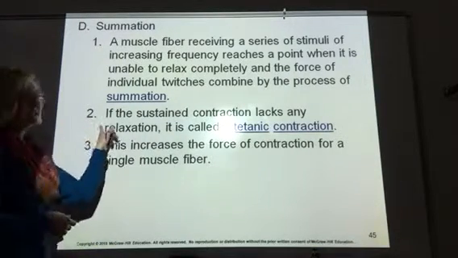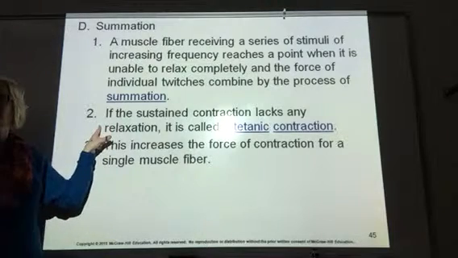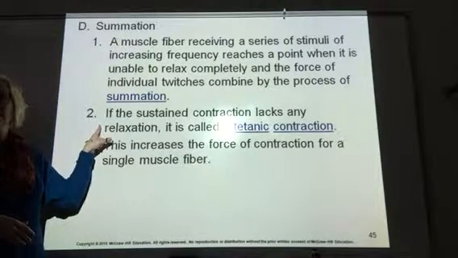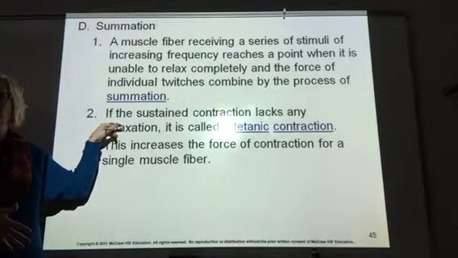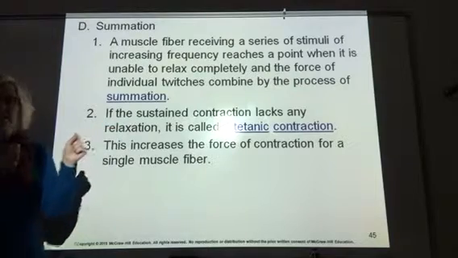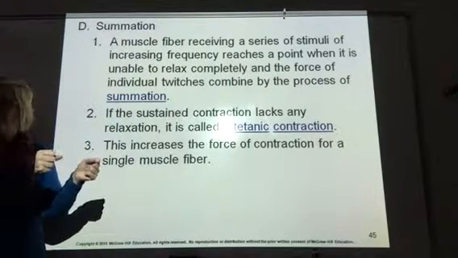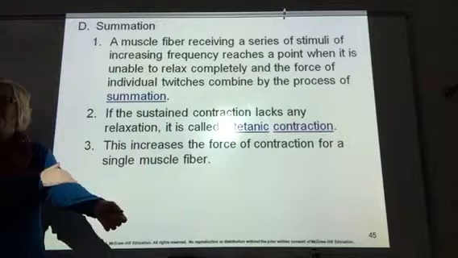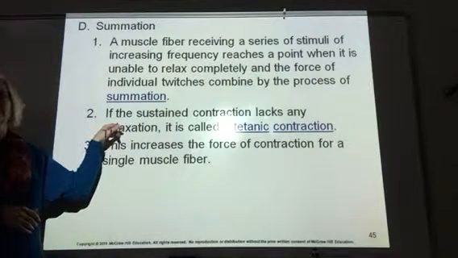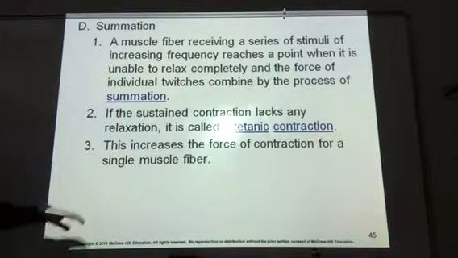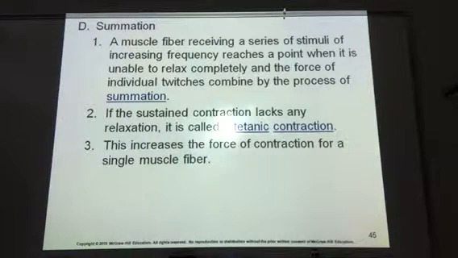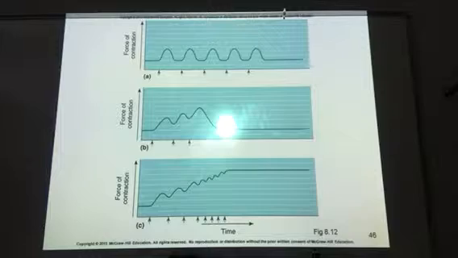More common in animals than humans because we typically update our tetanus shots to prevent this. But animals, we have sheep, and if they get tetanus, their bodies will just be stiff as a board. Their muscles are completely contracted and they can't relax. So that's called a tetanic contraction. And that's going to increase the force of contraction of a single muscle fiber. That is not something that you want.